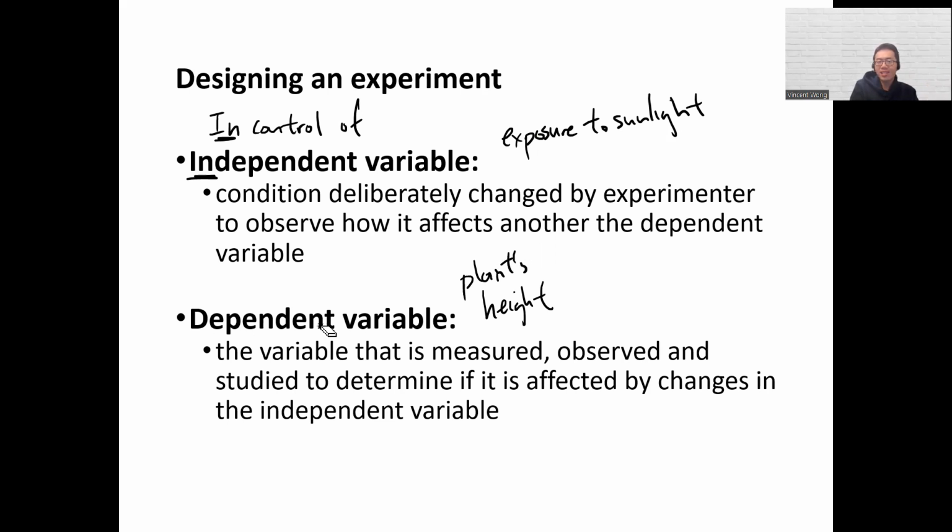Okay, that's not something you can control, right? Like, I cannot make the plant grow taller or make it grow shorter, right? Not directly. But what I can control is whether to put it in the sun or not. So there are always two variables that you have to keep in mind when you do an experiment. One that you can change and one that you are just observing and measuring.